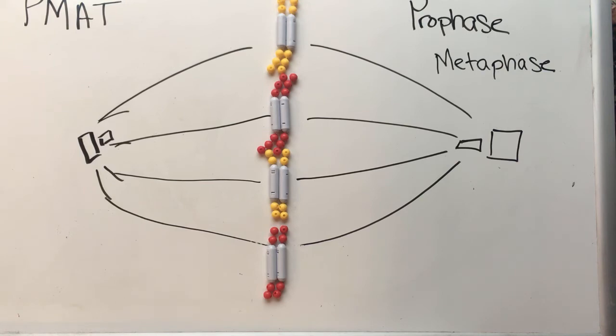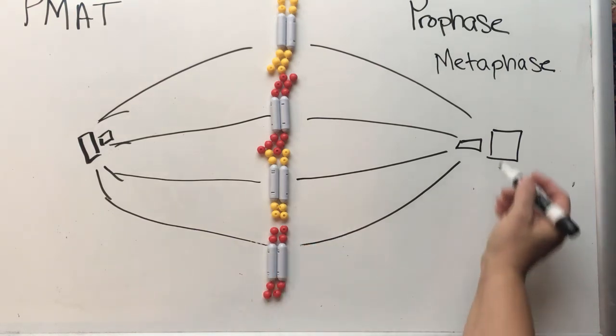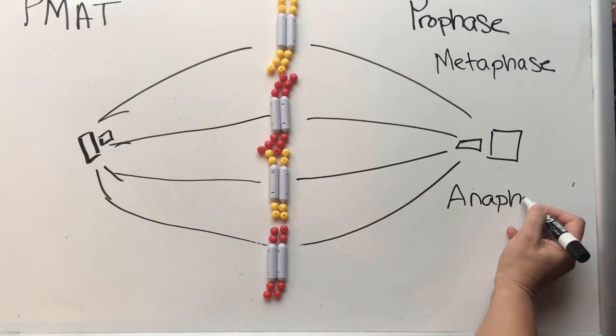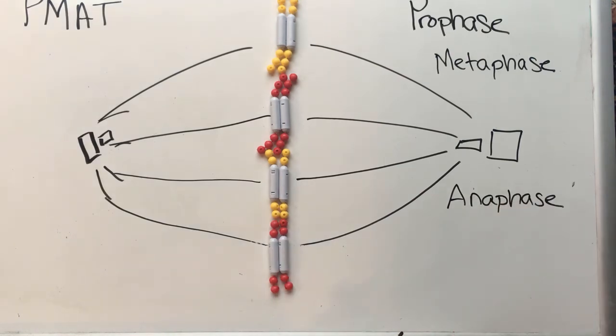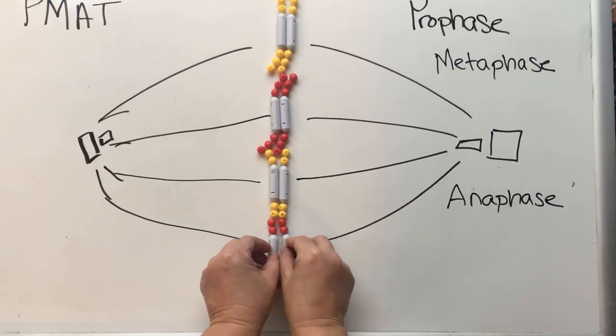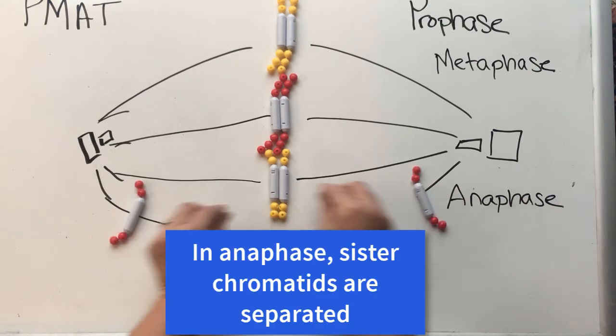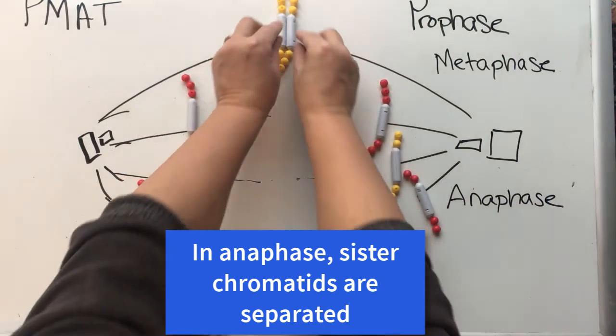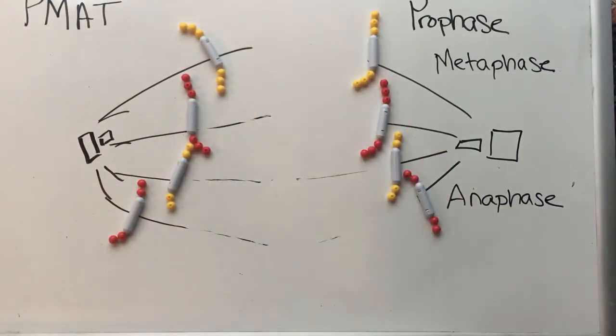And as metaphase ends, we're going to get a separation of our sister chromatids, and that's in anaphase. Anaphase means these spindle fibers are shortening. Oops. And as they shorten, they're pulling our chromosomes away from one another. So the sister chromatids separate in anaphase.